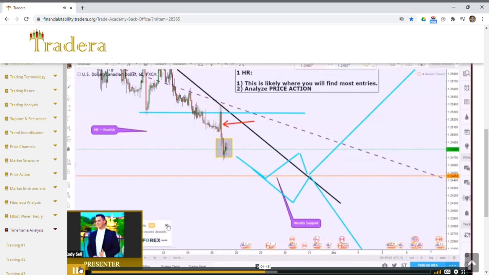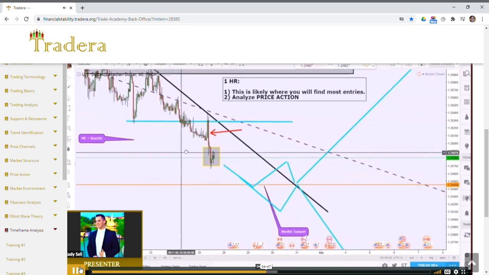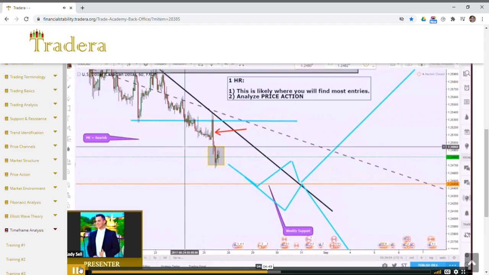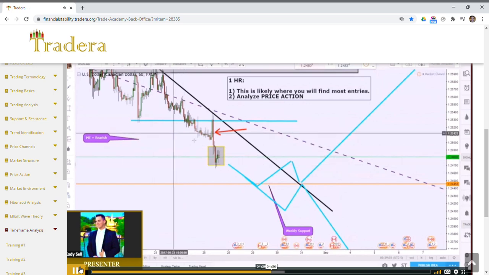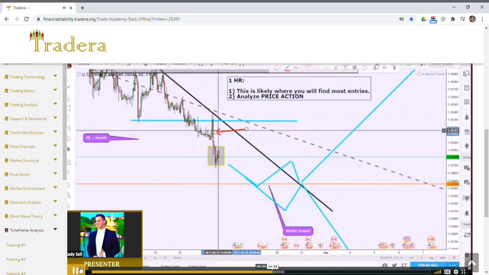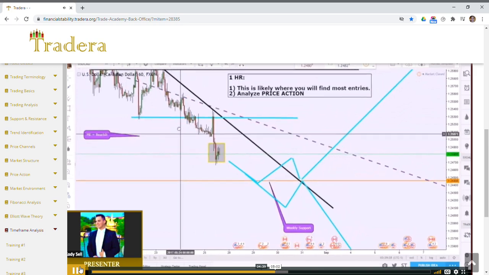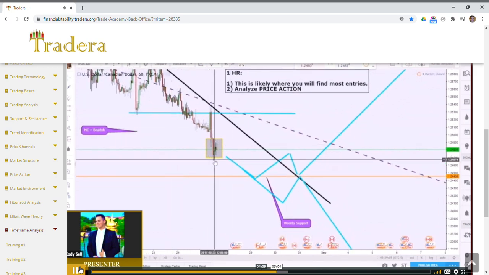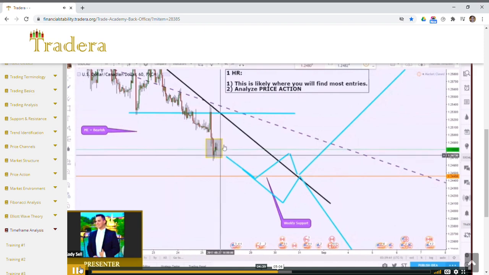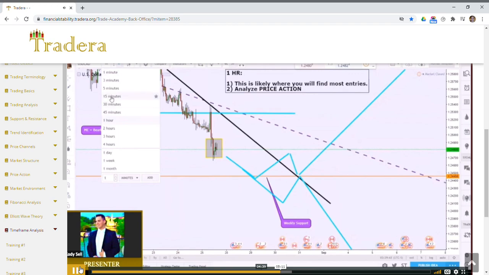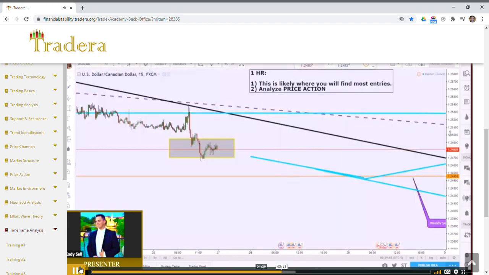So let's look at another potential entry. I know I told you guys that we can go down to the 15-minute time frame sometimes if we need to find a precise entry. And in this case, that is exactly what we are going to look at. So let's go down to this 15-minute time frame and see if we can find potentially a counter trend line here that we can use a break and retest to sell down to our monthly support. So I'm going to go ahead and click 15 minutes here.